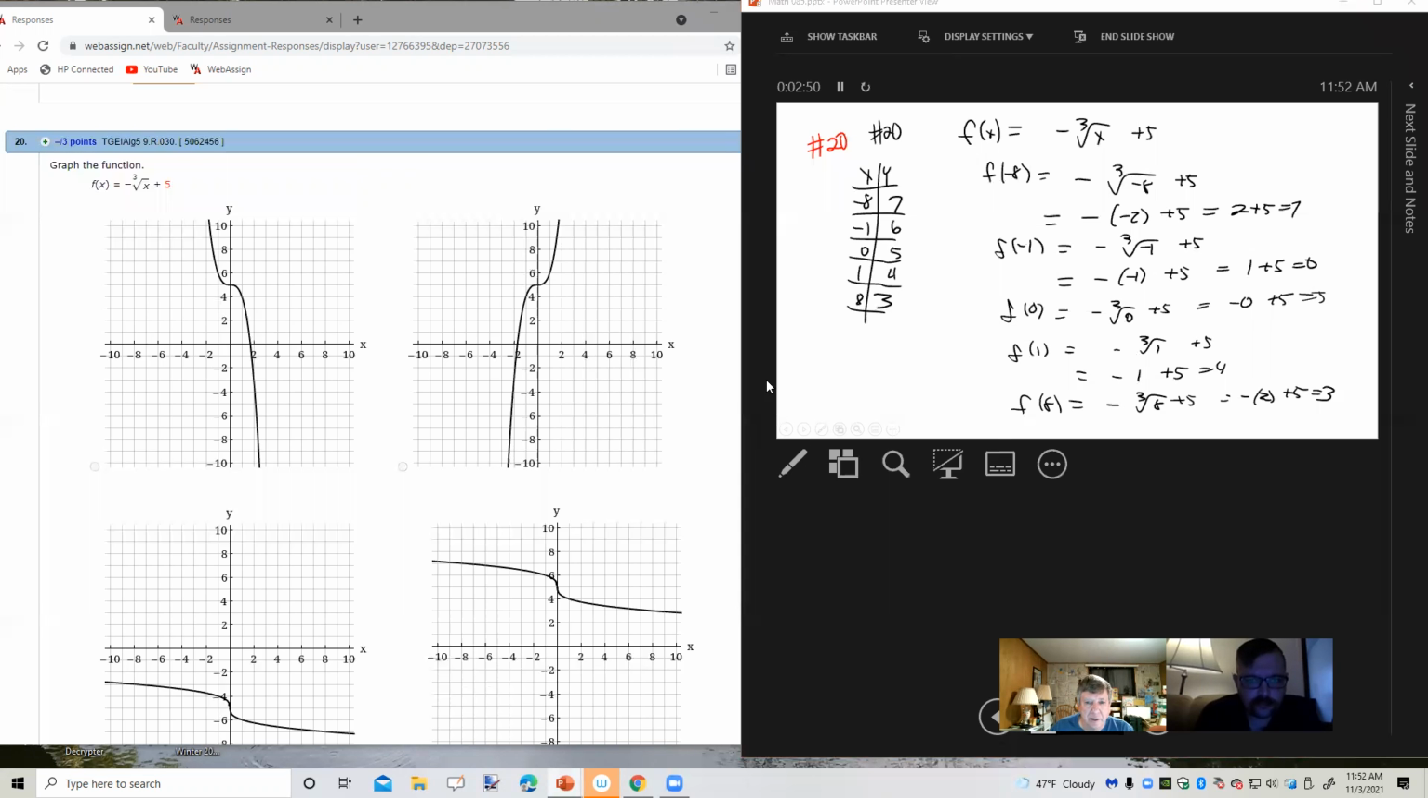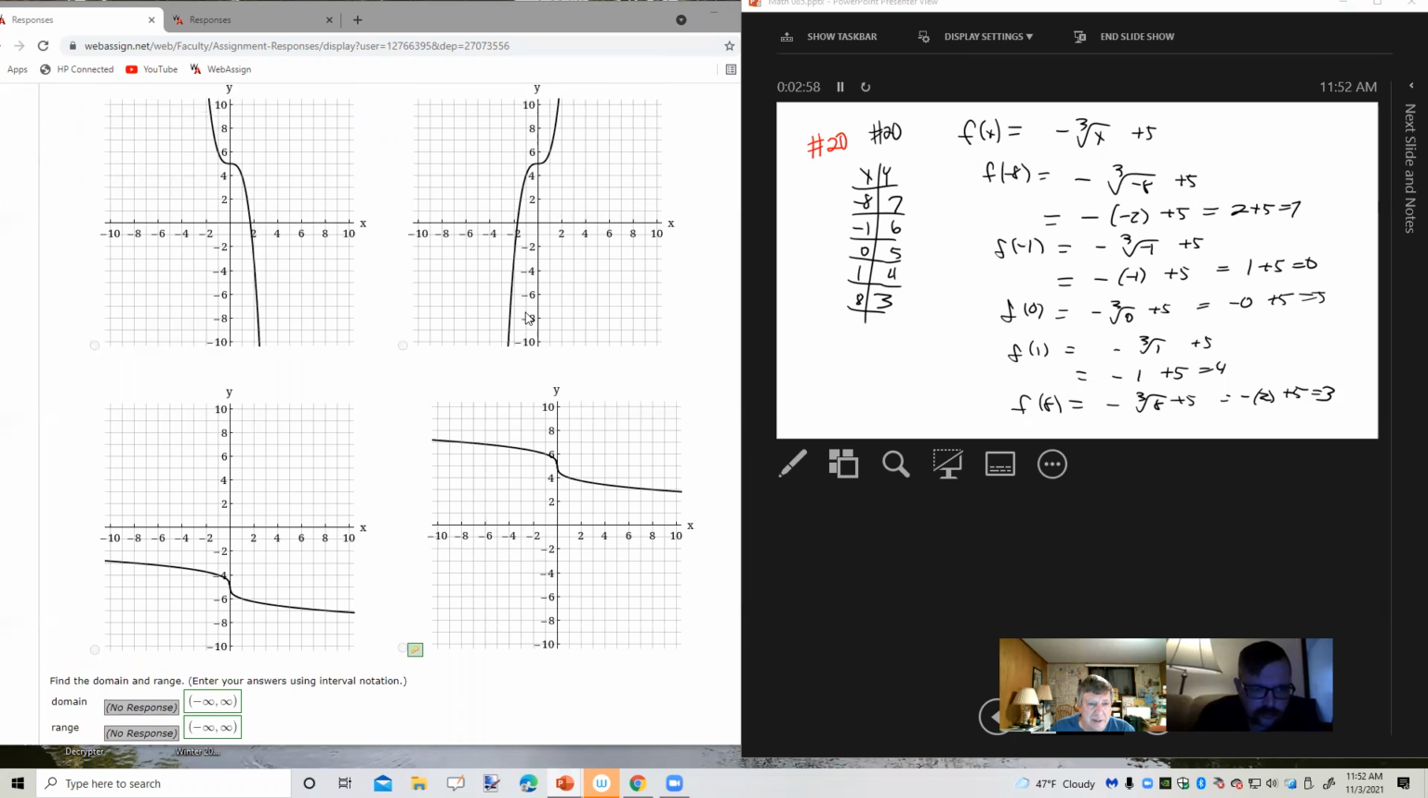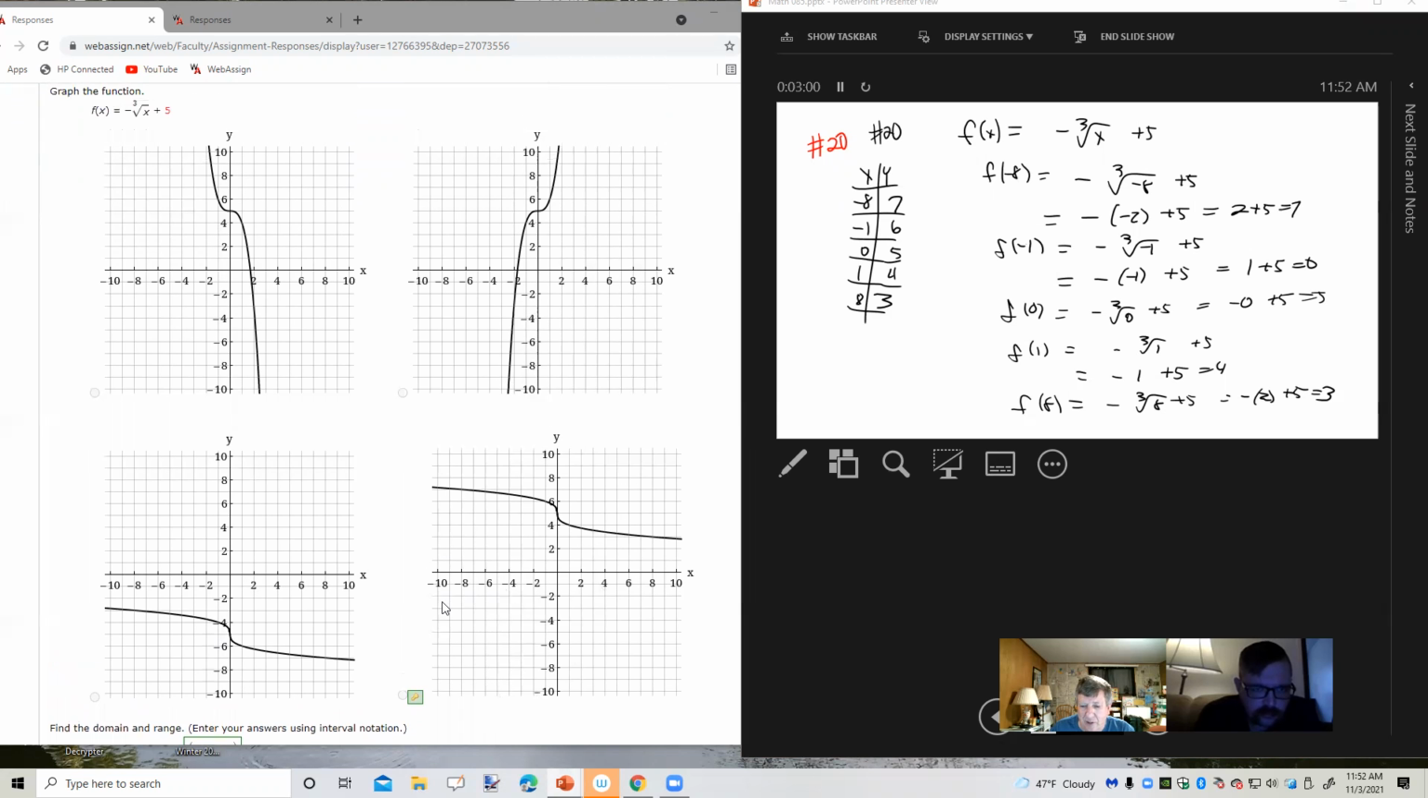Okay, let's see here. -8, 7, -8, 7. Yeah, and here again, even after finding just the first point, I can tell it has to be this one down here, but I wanted to finish up the calculations anyway. So -8, 7, -1, 6, 0, 5, 1, 4, 8, 3. So it's that graph. All right.